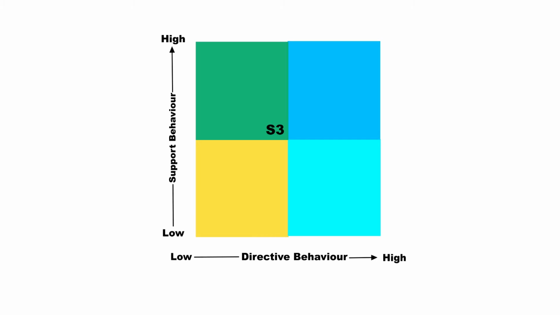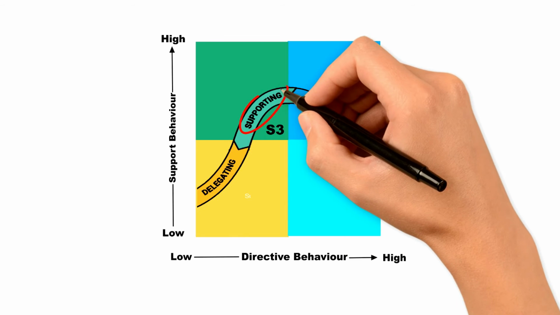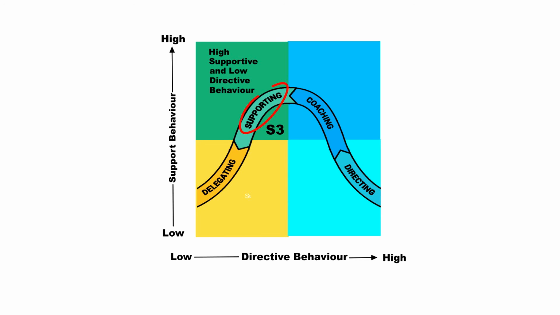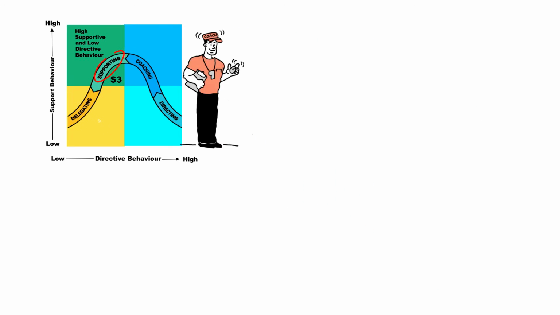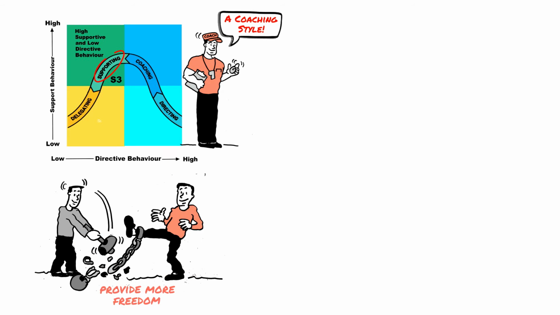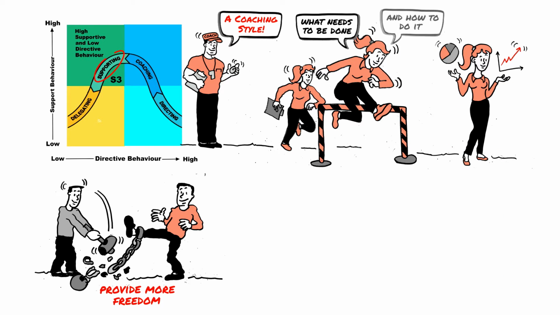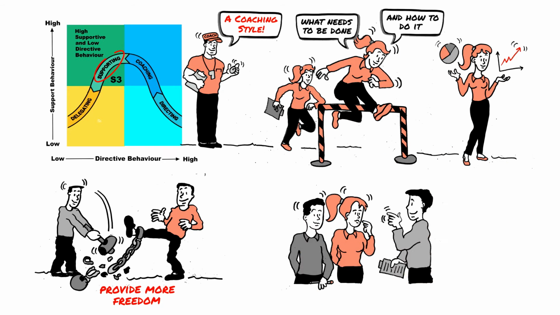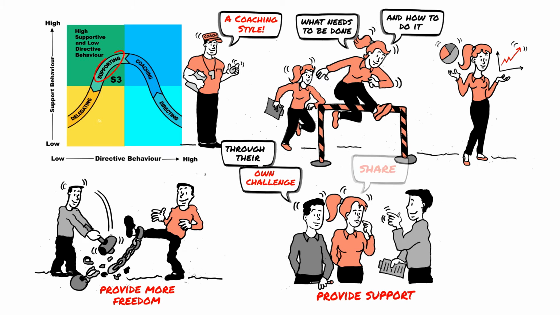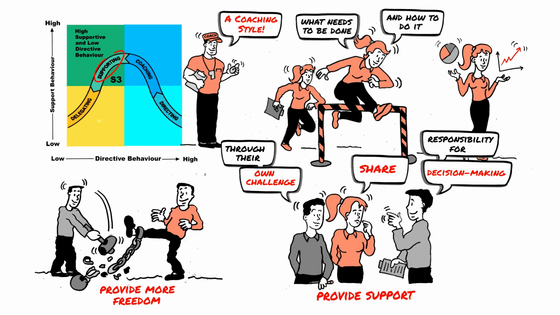The S3 quadrant, labeled supporting, couples a low directive approach with a high supportive approach, much more aligned with what is more commonly called a coaching style. Here, as the leader, you provide more freedom for the individuals to work out what needs to be done and how to do it. Provide support to help them work through their own challenge and share responsibility for decision-making with them.